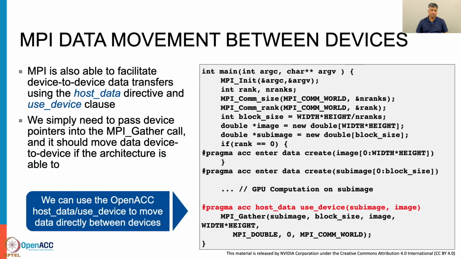You also have to facilitate device-to-device data transfer using the host_data directive and the use_device clause. And we need to pass device pointers using the MPI gather call. This should move the data from device to device if the architecture is able to. For example, we can use the OpenACC host_data use_device to move data directly between devices using the pragma function over here.